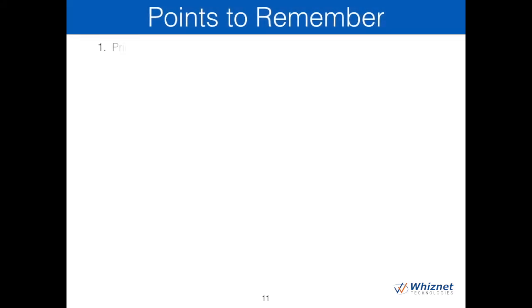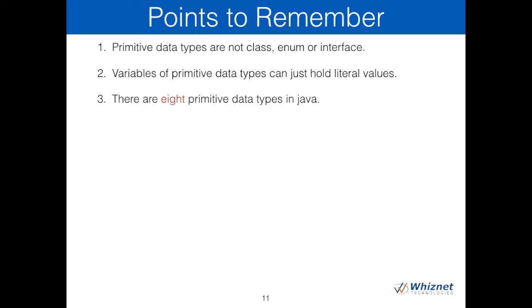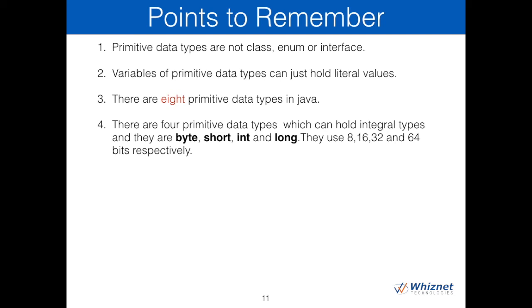Points to remember. Primitive data types are not class, enum, or interface. Variables of primitive data types can just hold literal values. There are 8 primitive data types in Java. There are 4 primitive data types which can hold integral types, and they are byte, short, int, and long. They use 8, 16, 32, and 64 bits respectively.